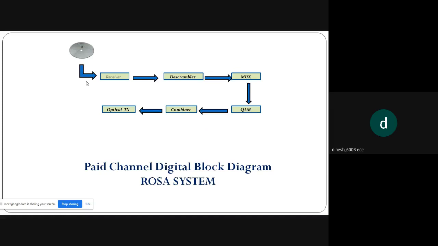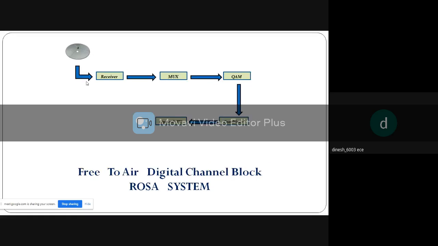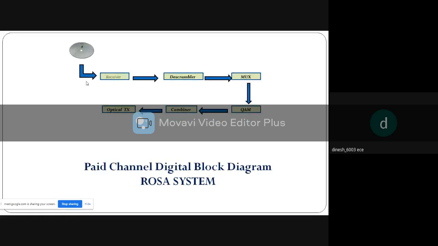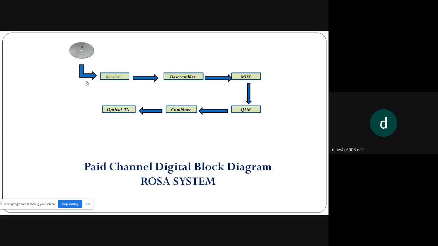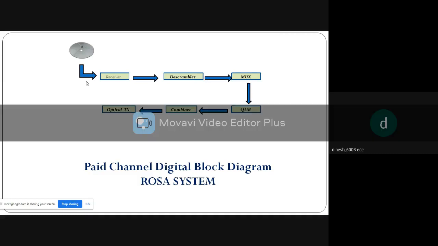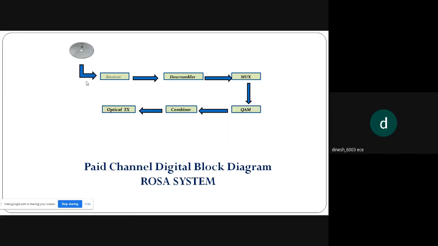In a paid channel digital block diagram, you can see we have the antenna feeder. From the feeder we give to the receiver. Then we have a descrambler, and there we have the multiplexer. The descrambler is used for encoding and decoding, so appropriate codes are being used for descrambling the data that we are transmitting. Then it is given to the multiplexer, then to the QAM, since the ROSA system has deployed quadrature amplitude modulation as its modulation technique, then to the combiner and to the optical transmitter, then to the TV receiver sets.